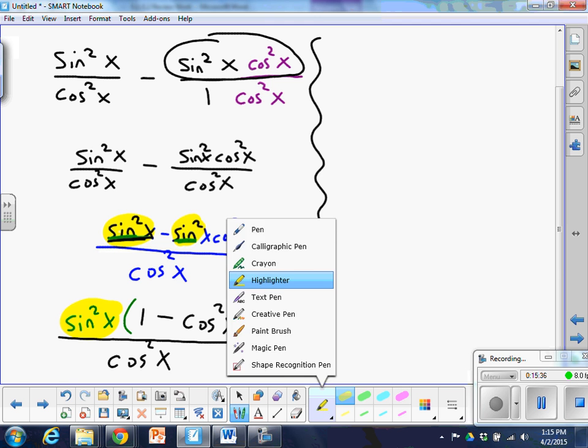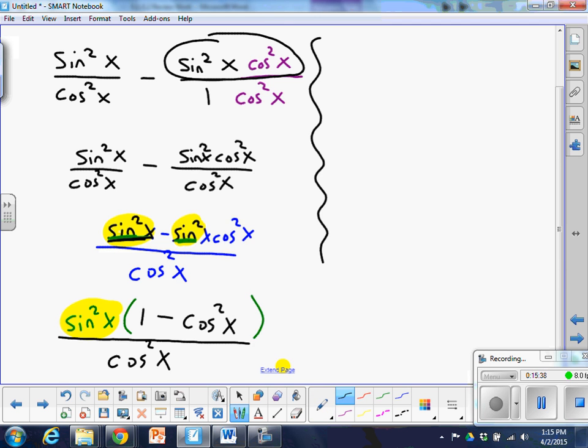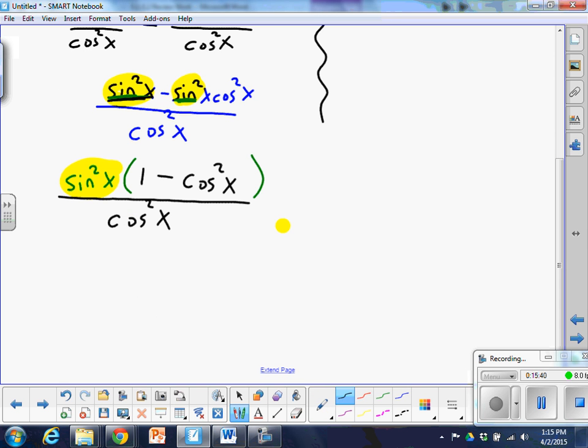Look at the parentheses there, that's one of our identities, the Pythagorean identities. Okay, so this is sine squared x, that's the one that's highlighted out front. This right here is another sine squared x from the Pythagorean identity. The denominator is cosine squared x.